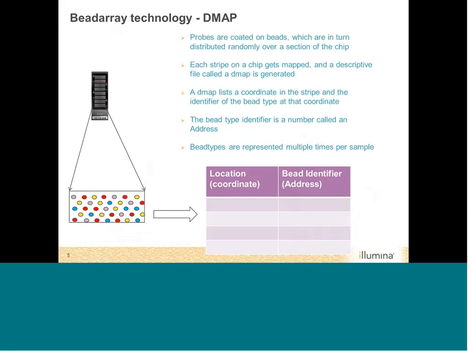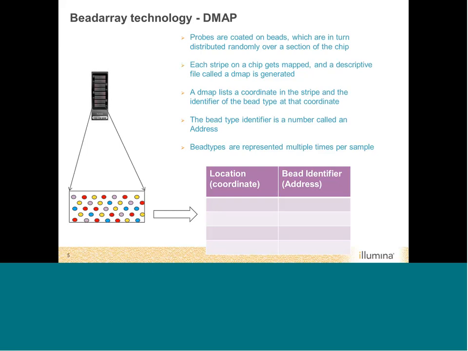Now, each of these stripes, after the beads have been distributed randomly, gets mapped, and a descriptive file called a DMAP is generated for each stripe on the bead chip. A DMAP lists a coordinate in the stripe and the identifier of the bead type at that coordinate. All right. The bead type identifier is a number called an address. So essentially, a DMAP is a table with a list of coordinates and the corresponding bead identifier for the bead type that is occupying that coordinate.